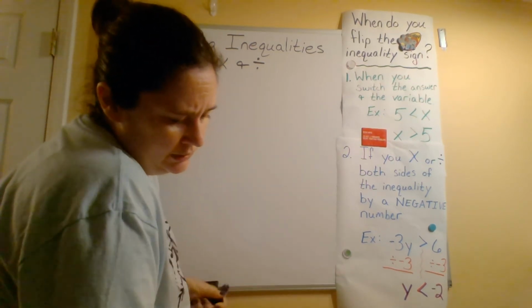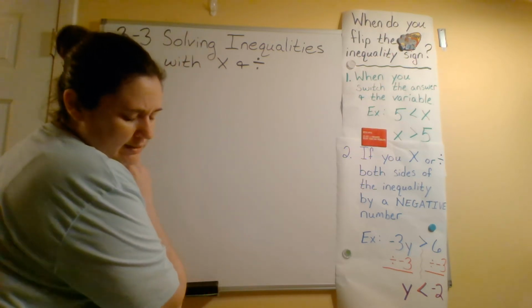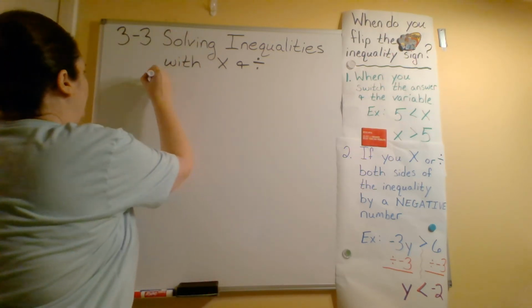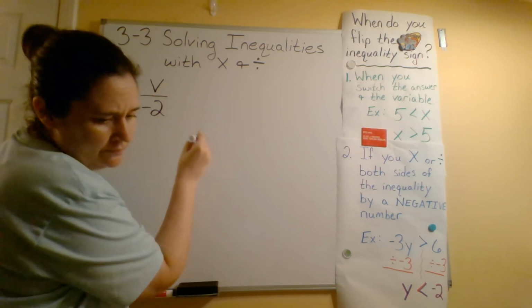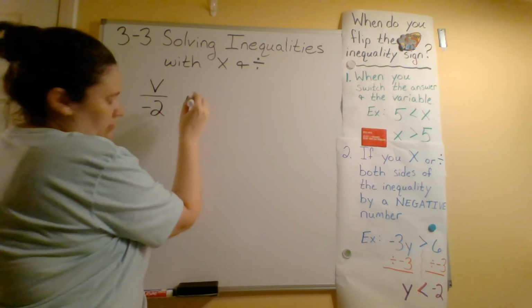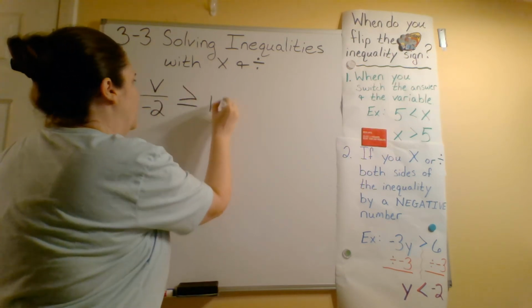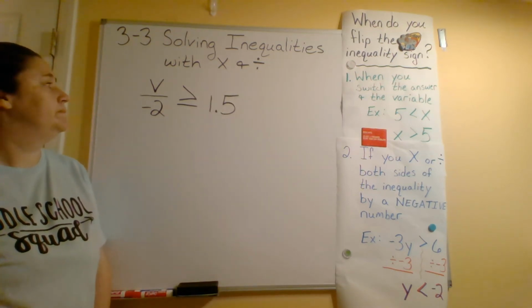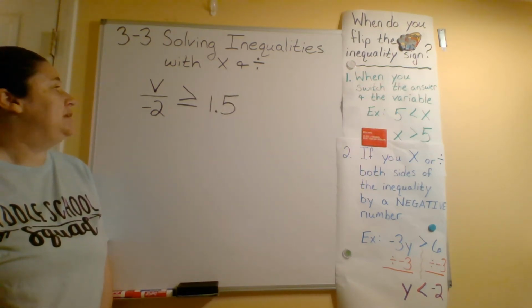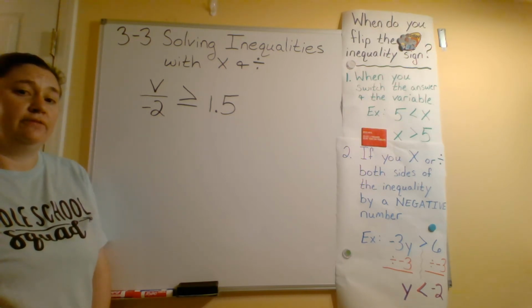Let's do, let's see. How about v over negative 2 is greater than or equal to 1.5. Yes, we can have decimals today, and that's okay. V divided by negative 2 is greater than or equal to 1.5.